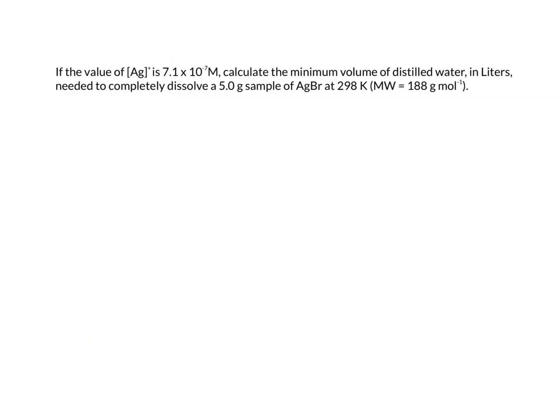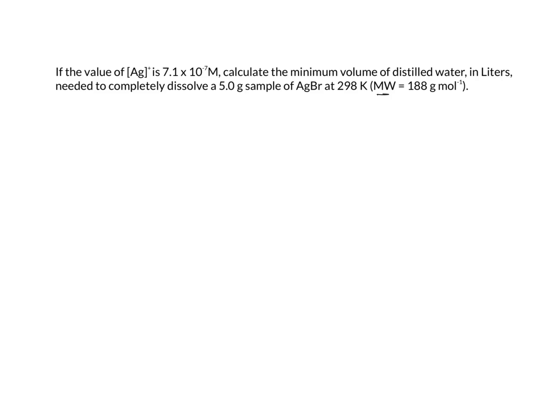Okay, so here's a little bit of an example of thinking about solutions and some problems with solutions. We have this question saying if the value of silver ions, Ag+, is 7.1 times 10 to the minus 7th molar, calculate the minimum volume of distilled water, specifically in liters, needed to completely dissolve a 5.0 gram sample of AgBr at 298 Kelvin. We're also given the molecular weight of AgBr, which is 188 grams per mole. So we're given the mass of AgBr and its molecular weight.